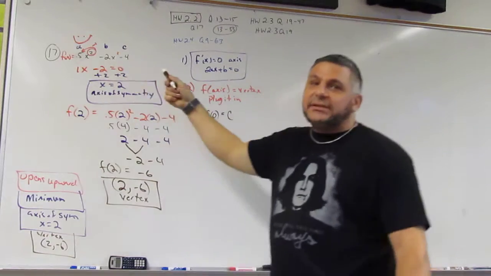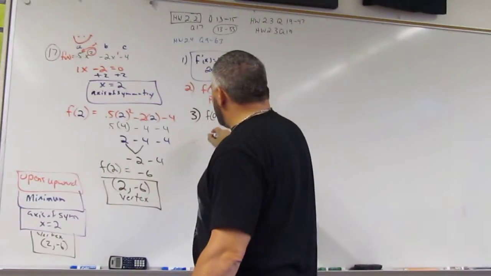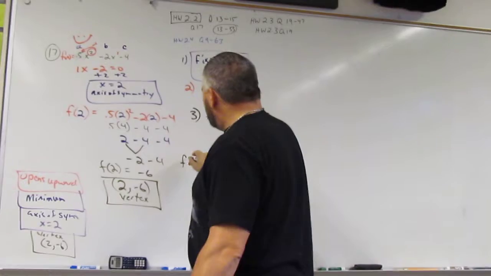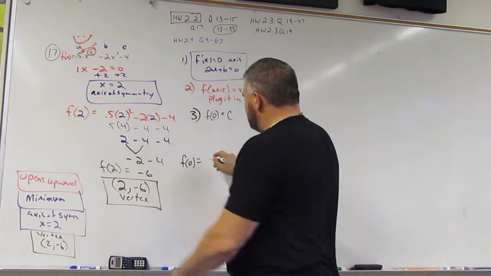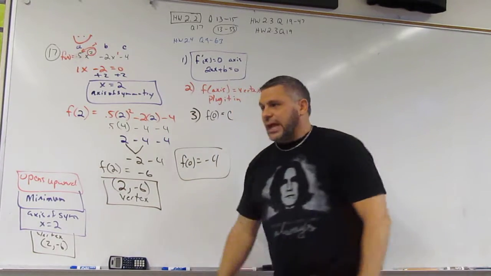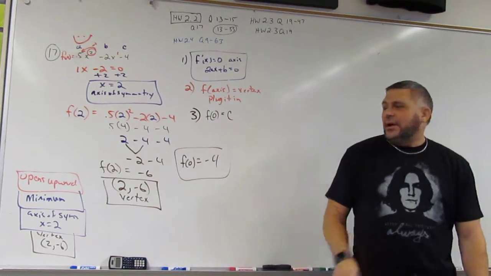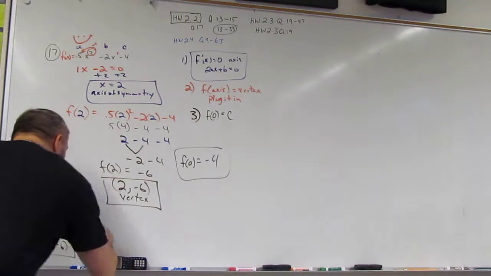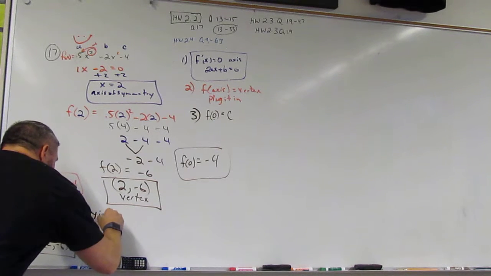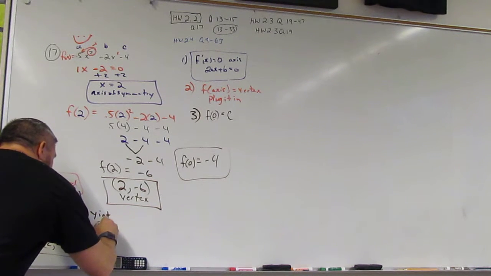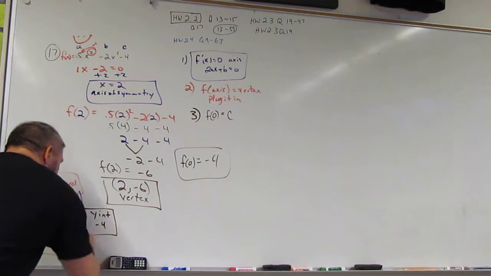So in this case, f of 0 is equal to -4. That's not hard. This isn't bad. So the y-intercept is -4. Okay?